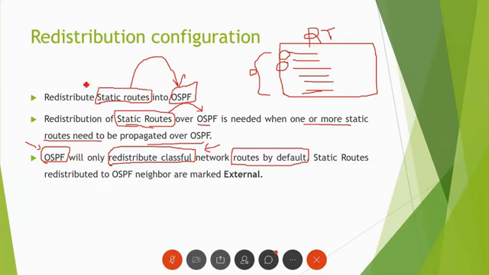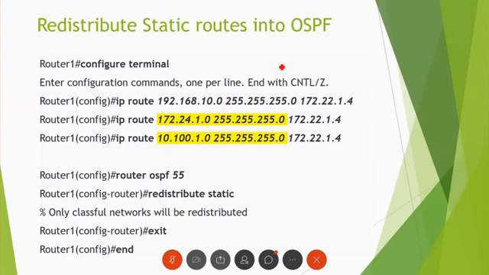Another important point apart from this classful network is that OSPF will display in the routing table that the routes are external. Meaning, how does OSPF know that this is learned from a static route? It will apply a small code to the route, and we can differentiate which is a pure OSPF route and which is a redistributed OSPF route. Okay, so here we have an example of router 1 where we have created static routes.